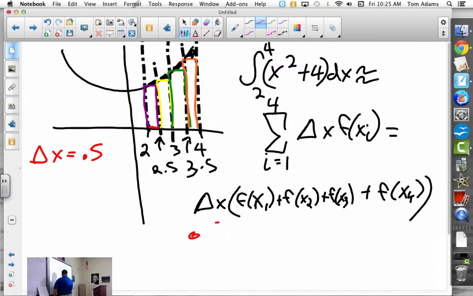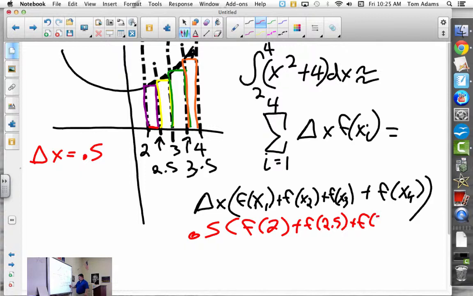So I've got 0.5 times f of, what's my first x value? 2. What's my second x value? 2.5. What's my next x value? 3. And then my next x value? 3.5. Now, it may seem hard, but I can calculate that.